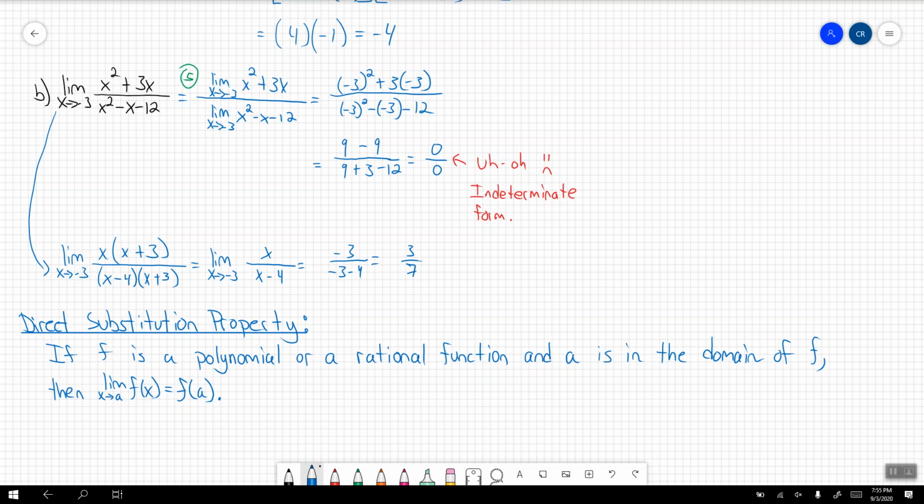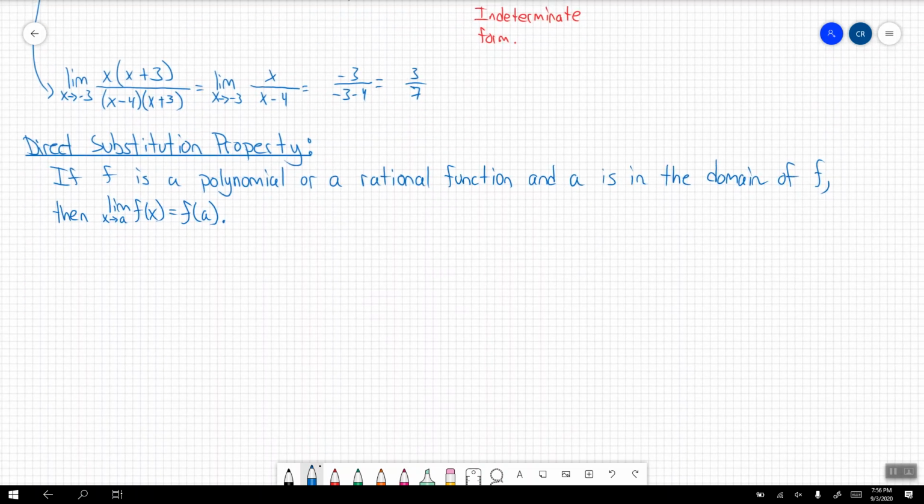Now, notice in part B, if we initially look at the domain for that function, we get that x cannot be negative 3. But when we factor the numerator and denominator and simplify, that new function can hold the denominator of negative 3 when x is negative 3. Therefore, we kind of bypass it in a way. So we got the direct substitution property, which is super nice for us.